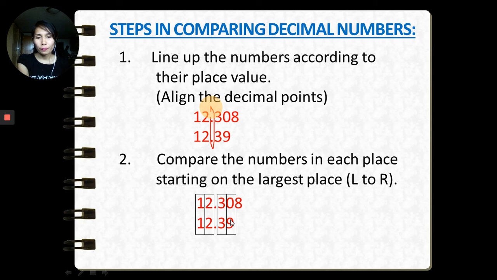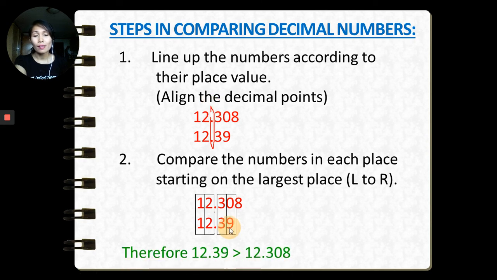So even if you see there are only 2 digits after the decimal point, but the hundredths place is 9, and the other number, even if it has 3 digits after the decimal point, but the hundredths place is 0, then that means this number is still smaller. Okay, smaller. So that means 12.39 is greater than 12.308. Okay, so let's try another example.